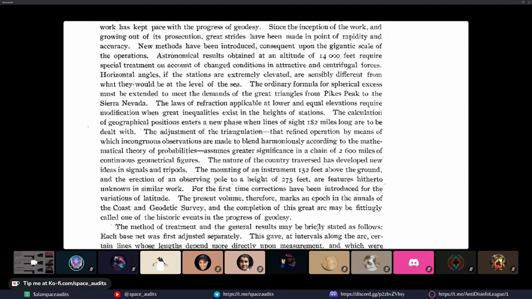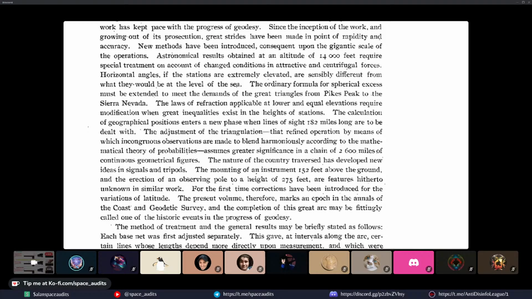"Excellent. Assumes a greater significance in a chain of 2,600 miles of continuous geometrical figures." So, again, outlining here, their plan is to use this device, 182 miles sight long, optically dependent, has never been used longer than that. We're going to string them together for, say, 2,600 miles of varying lengths of terrain and elevation. We're going to depend on these instruments to end up with a measurement including a degree of specificity of 1 to 2 arc seconds. It's going to be easy and perfect. Here we go.